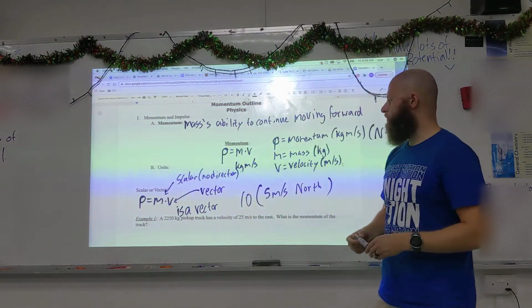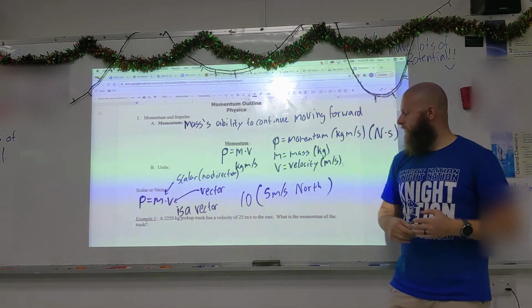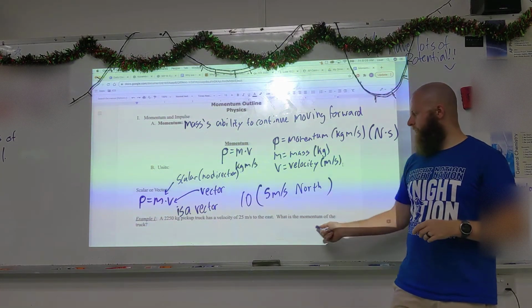We have a 2,250 kg pickup truck, and it has a velocity of 25 meters per second to the east. What is the momentum of the truck?